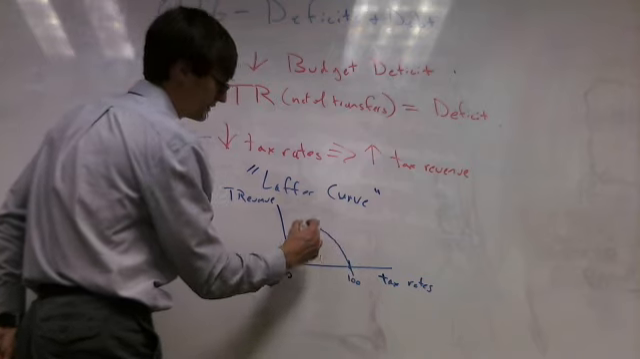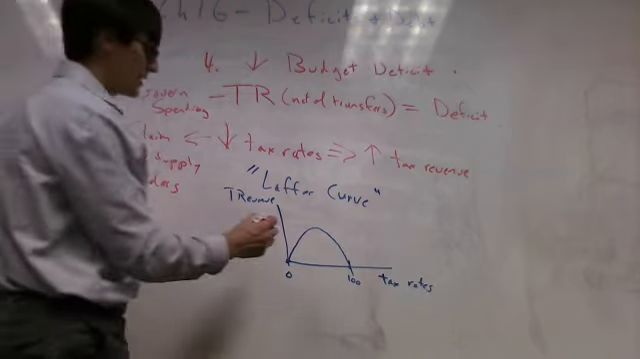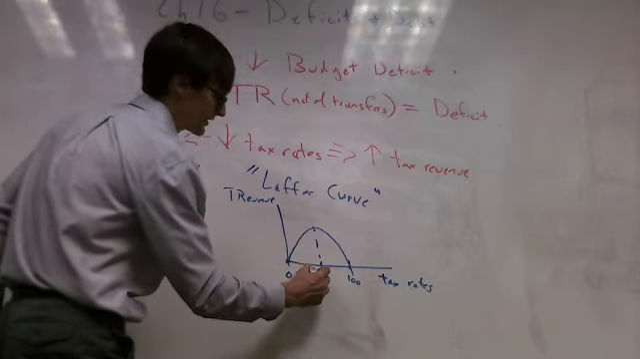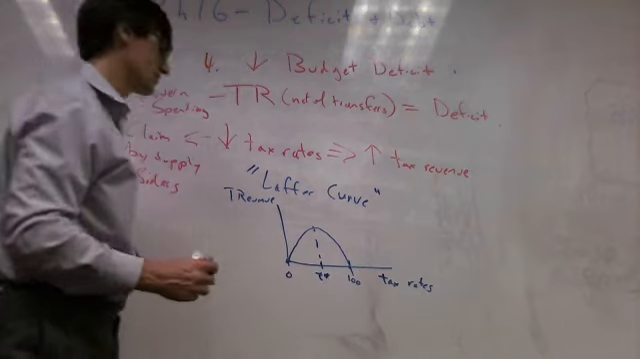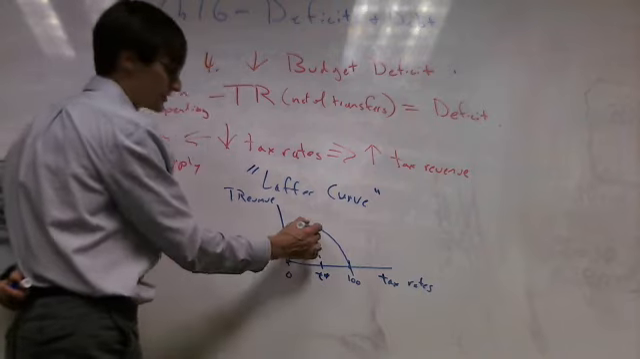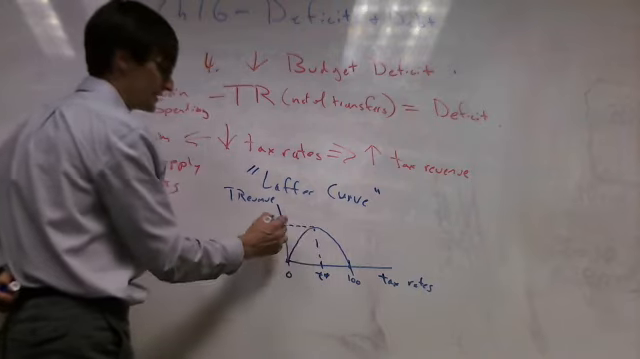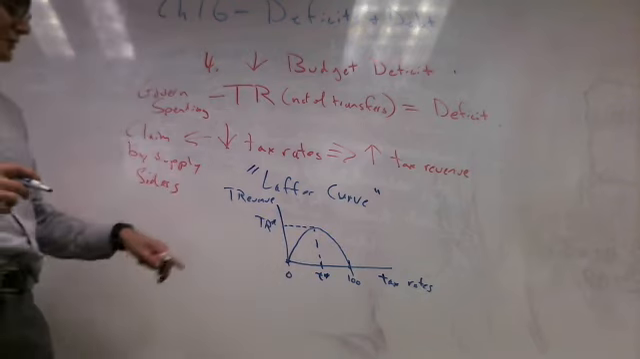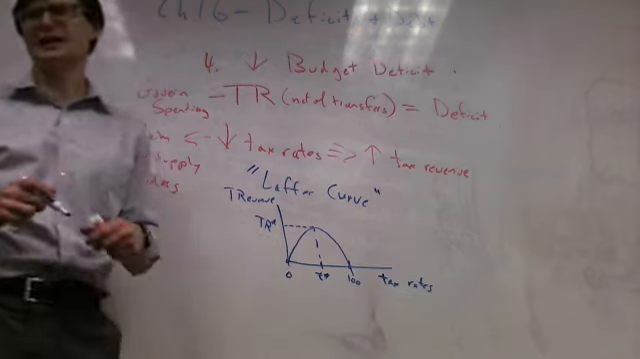At some point, there's going to be a maximum amount of tax revenue that you're able to get out of the tax rate. So we'll call that little t star. So there's some little t star that maximizes tax revenue. We'll call that capital TR star. So there is some tax rate that maximizes tax revenue.